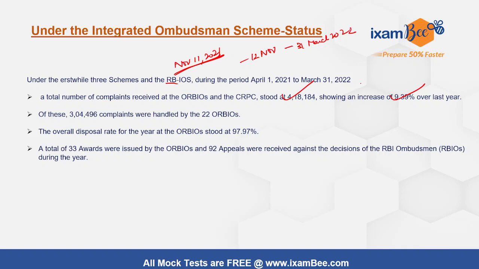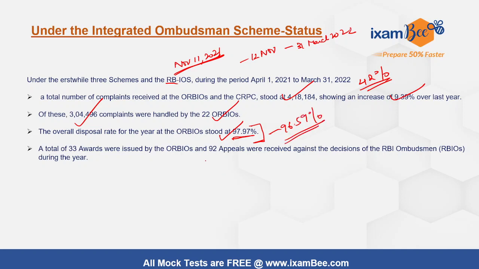Of the total complaints received, 42% were related to digital modes of payment and transactions. And of these, 3,04,496 complaints were handled by these 22 offices of the RBI Integrated Ombudsman, and it also includes the complaints received under the 3 erstwhile schemes till November 11, 2021. The overall disposal rate has also improved, as we discussed in the last slide, and the disposal rate stands at 97.97% for this year as compared to 96.59% of the previous year.